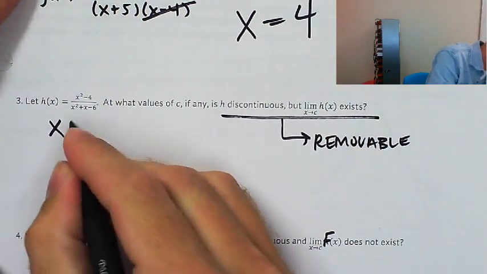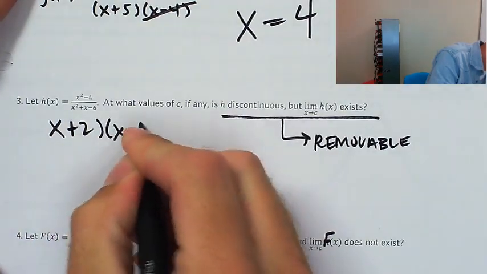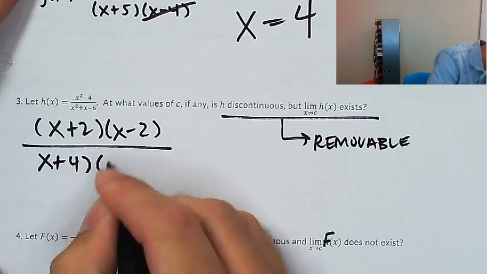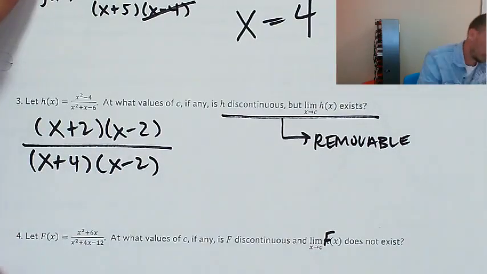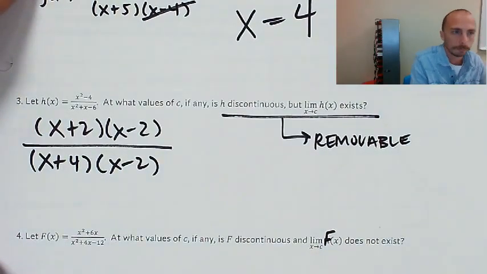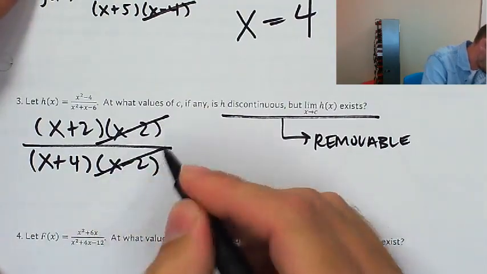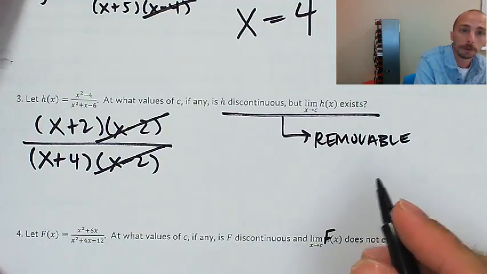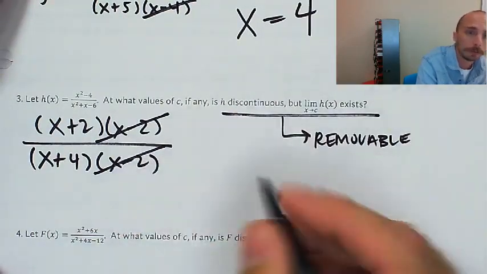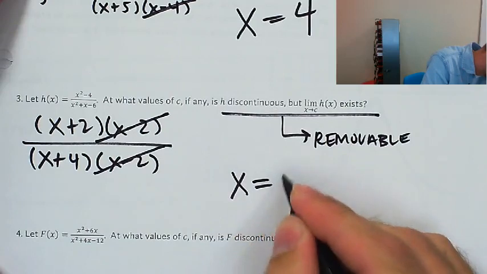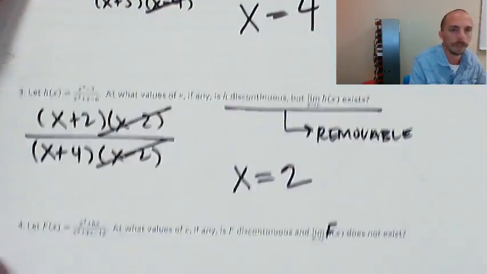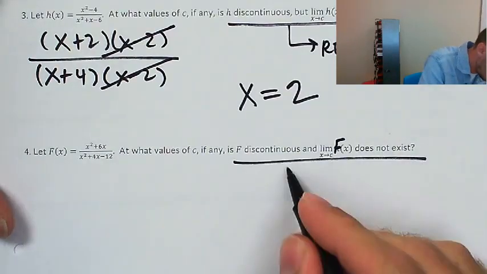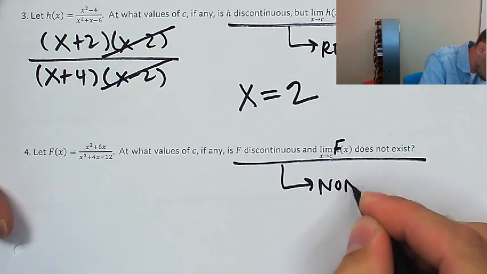So I'm going to start by factoring. Okay. And canceling. I canceled x minus 2 over x minus 2, so that's going to tell me the location of the hole, and the location of that hole is going to be x equals 2. Down here, discontinuous and the limit non-existing, that's non-removable.